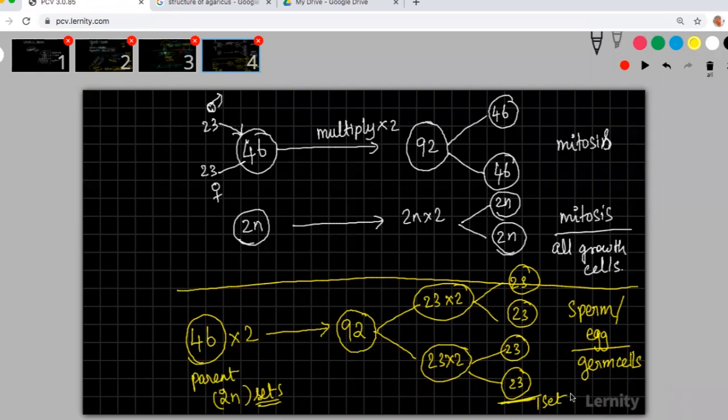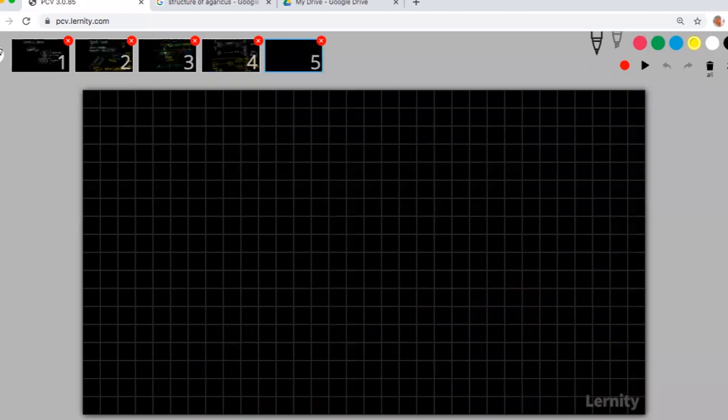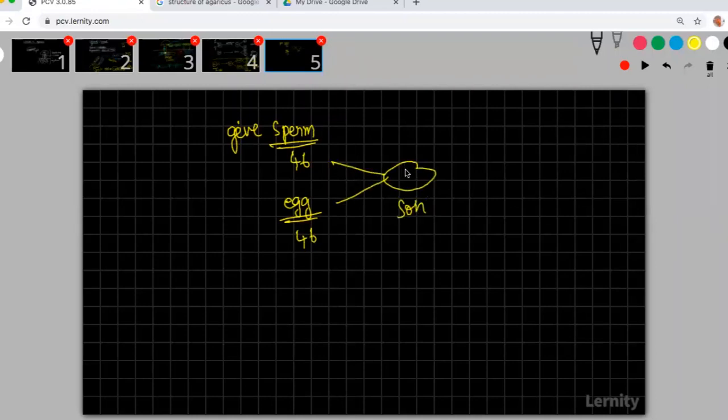Okay, why should this happen? Because my dad is going to give me the sperm. If the sperm is going to have 46 and the mother is going to give the egg, and the egg is also going to have 46, the resultant offspring, the son, will get 96, which is a disaster.